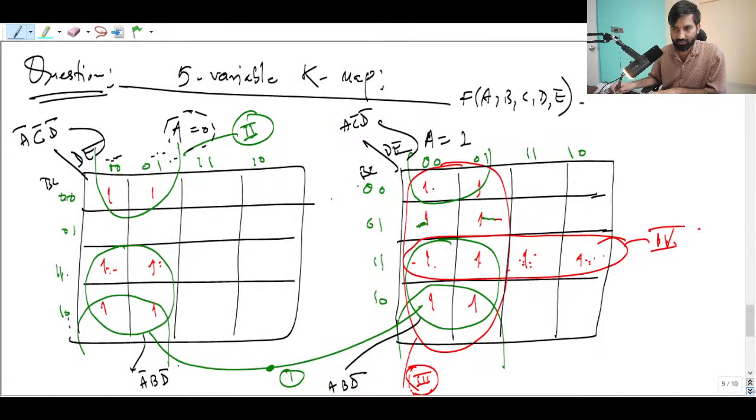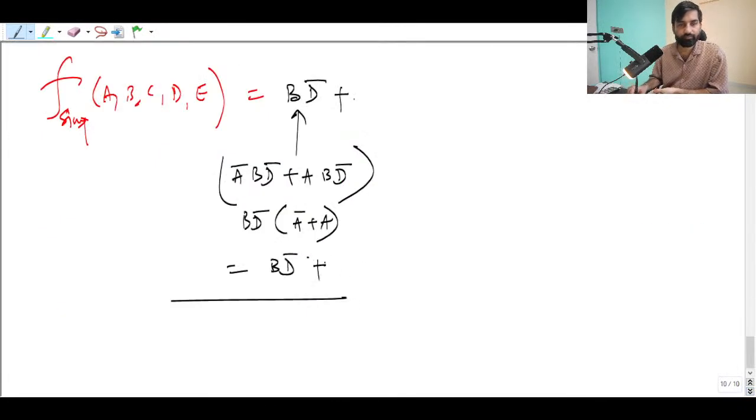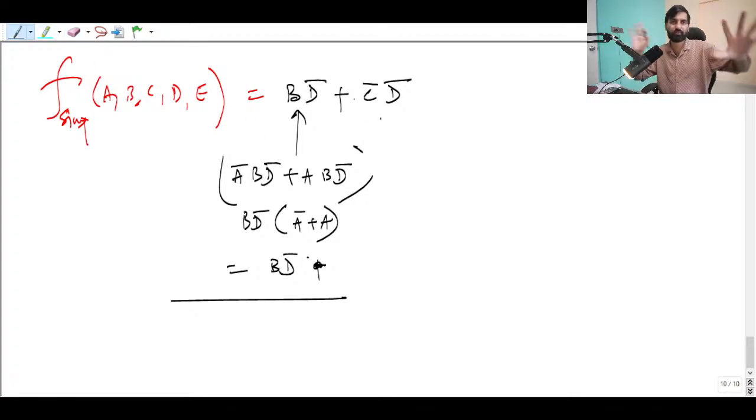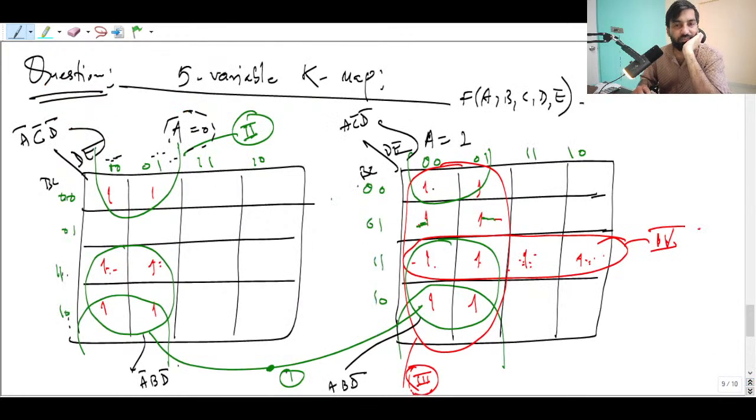I'm going to write plus C bar, D bar, and this is nothing but, so I hope this makes sense, right? What I'm trying to say. Okay? A bar and A. So A is not present, okay? And the next term that you're going to get is the third one.